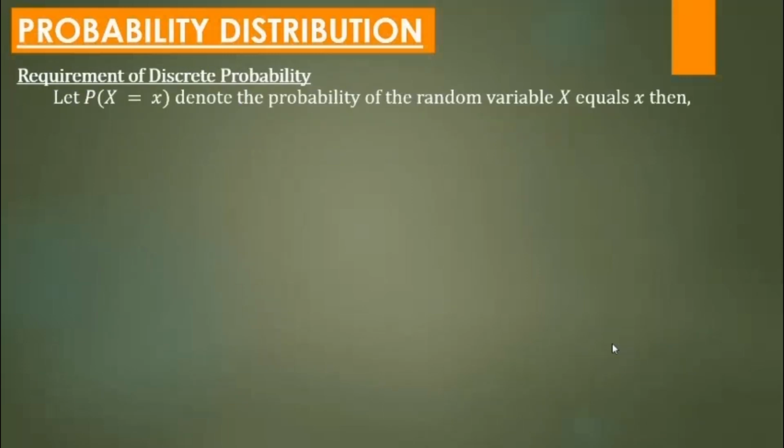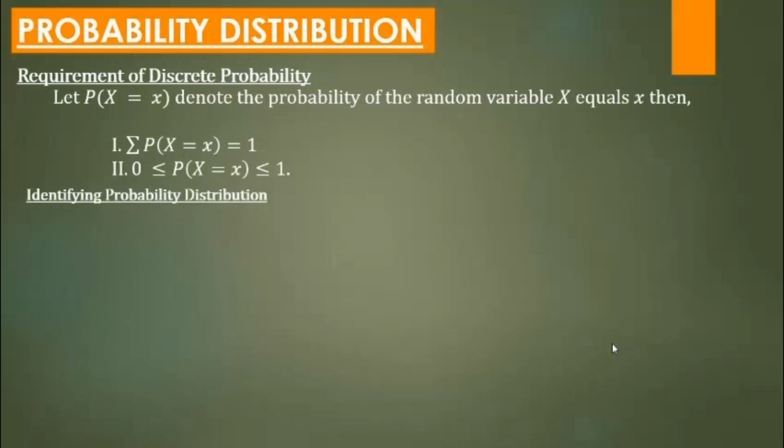So, we have the requirements of a discrete probability distribution. Let P(X = x) denote the probability of the random variable X equals x. First, the summation of the probability of the random variable X equal to x is equal to 1, which assures that the sum of the probabilities for all the possible values of a random variable is equal to 1. Second, the probability of the random variable X equals x is less than or equal to 1 but greater than or equal to 0, which requires that probabilities should be non-negative.